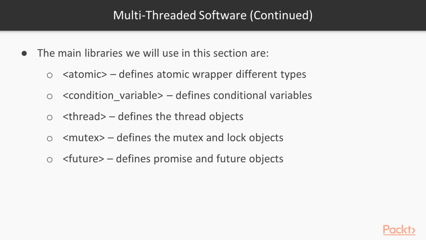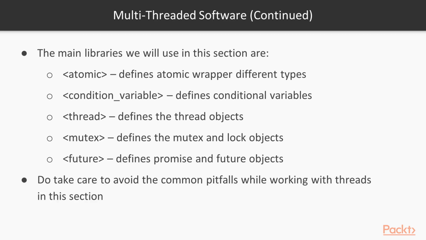These are the headers that we will be including to use the different threading facilities. Thread is the most important one because it actually defines the thread that will be launched. Mutex defines the mutual exclusion objects and locks. Future defines the async promise and future objects. Atomic defines the atomic values, and condition variable defines the condition variables we will use to signal between threads. We will be covering all of this in this section.